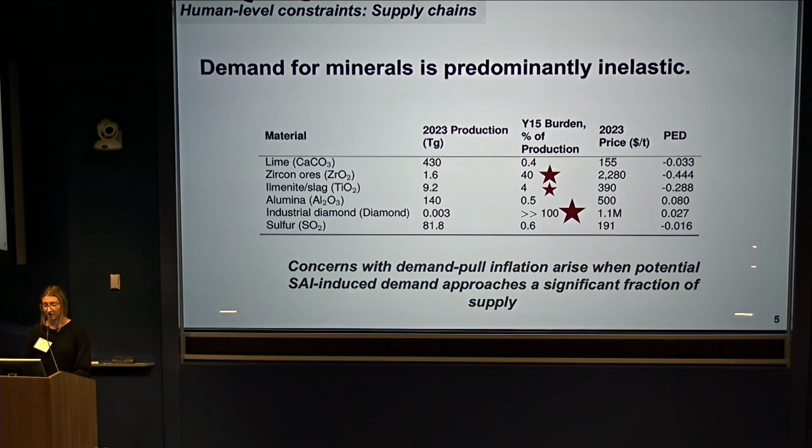We also wanted to ask what kind of demands would be put on these supply chains. So we used a pretty moderate SAI strategy that I think halves the rate of increase in warming. And this second column here is that final year burden as a percent of the global production. So you can see that things like zirconia, titania, and diamond potentially have pretty small supplies in response to that increase in demand. So these are the kinds of supply chains that potentially could be threatened by a large increase in demand, particularly when considering that demand for these materials is predominantly inelastic.